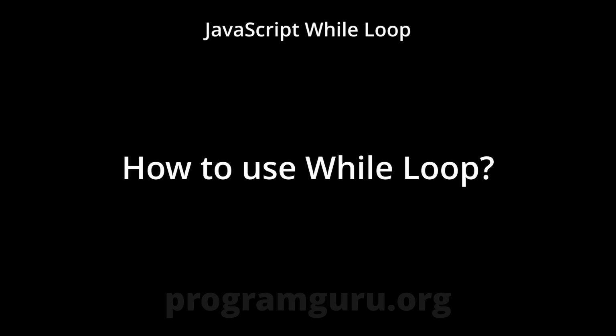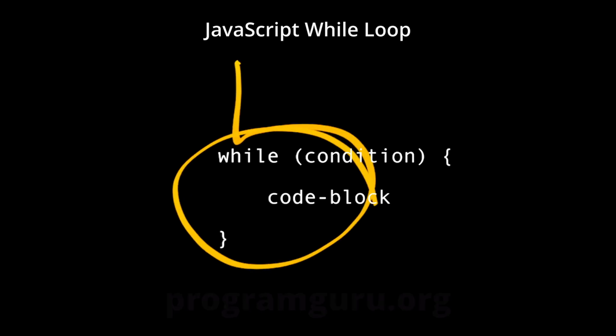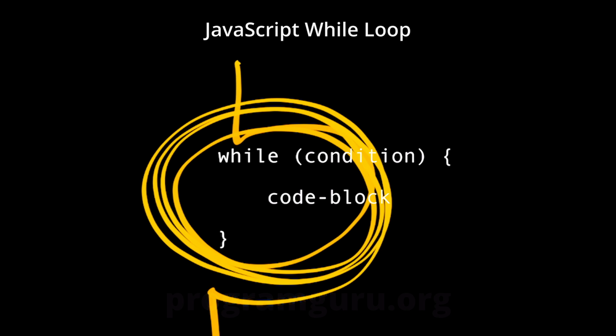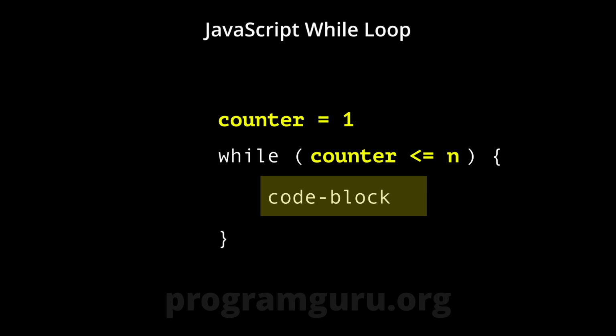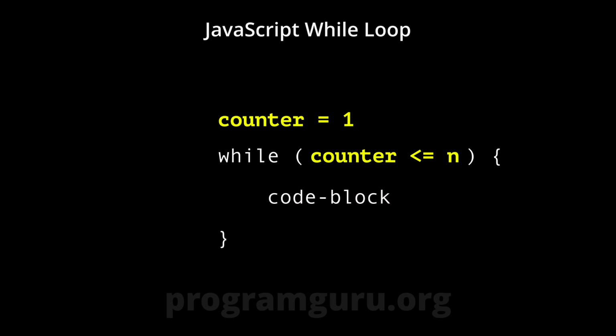How do we use while loop in a program? Consider that we would like to iterate in the while loop 5 times. Usually, we take a variable for counting the iterations. This counter variable is initialized to 1. In the while condition, we check if the counter is less than or equal to number of iterations. Inside the while loop, we write the code that we would like to execute. At the end of the code block, we increment the counter by 1, so that we can access the next number in the next iteration.